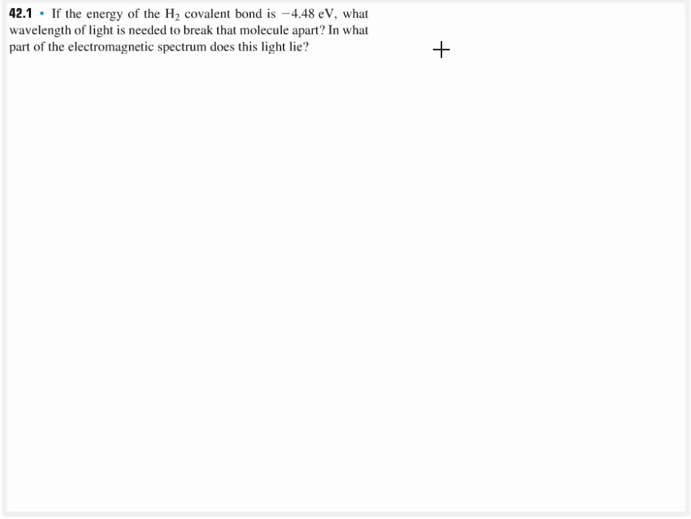Okay, some solved problems for chapter 42. We had two hydrogens that are bonded together with a covalent bond to form H2. We know that this has an energy of about 4.5 electron volts. How much energy does it take to break this thing apart? What wavelength of light would we need for this to happen?